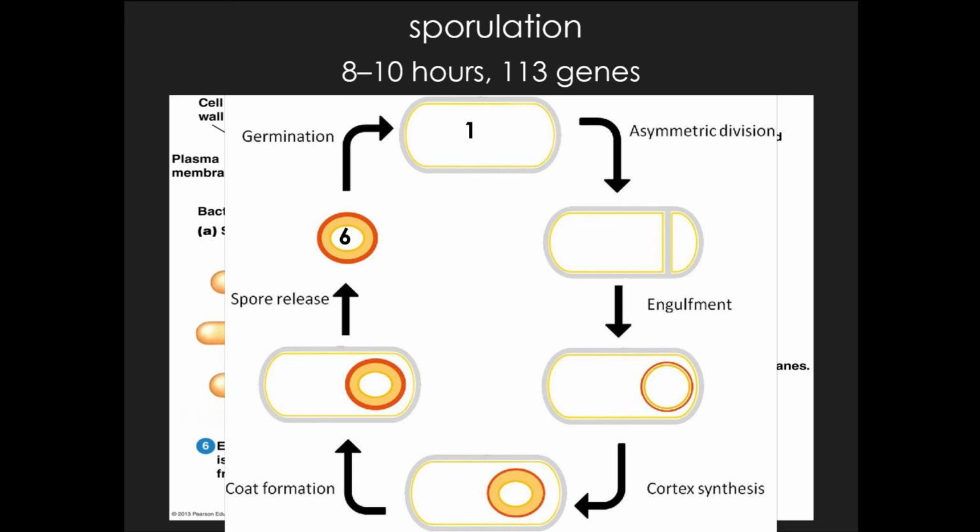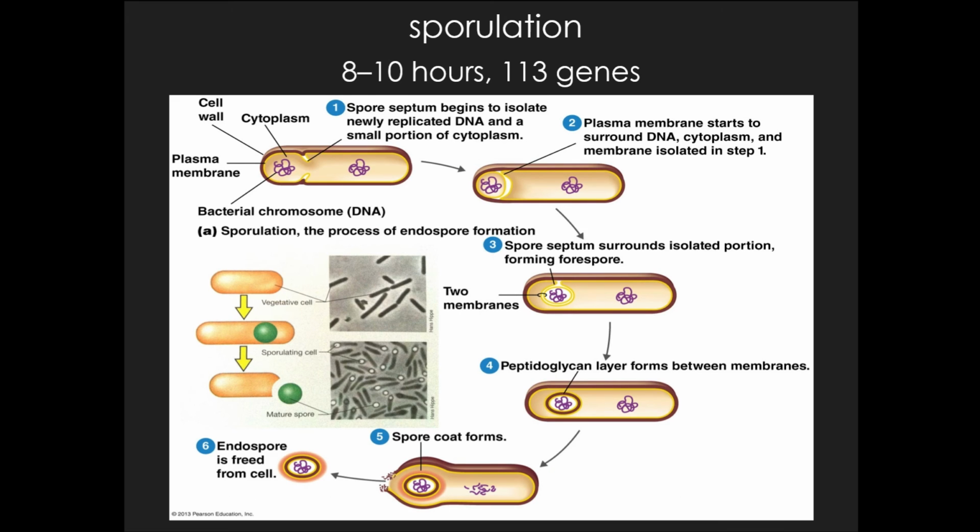So the process of sporulation is only possible if you contain the recipe for how to make a spore. And of course, like all cellular recipes, the recipe is found in your genes. And the genes for sporulation are found in some cells. There are about 113 of them on average. And once you turn on those genes, the process of sporulation takes about 8 to 10 hours to complete.